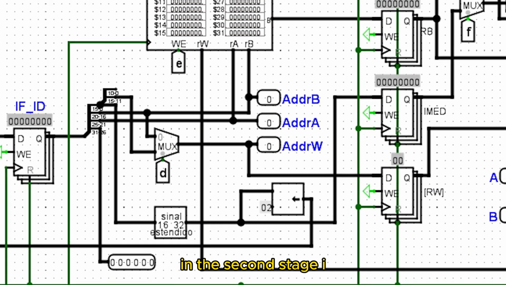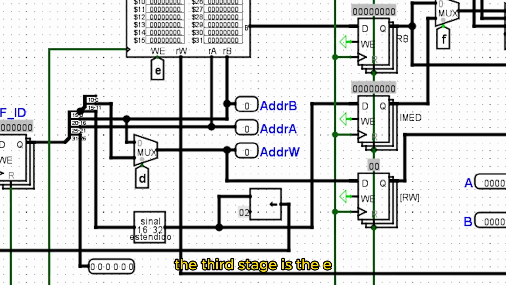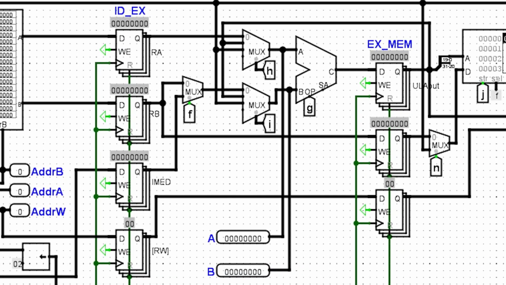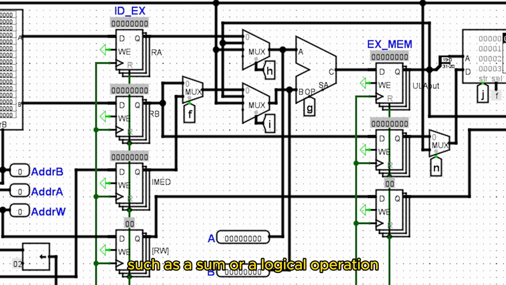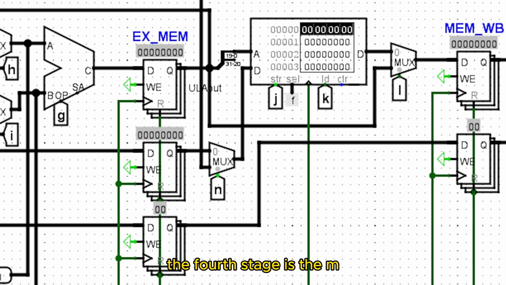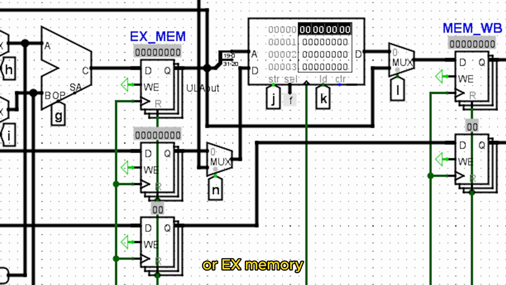In the second stage, ID, we decode the instruction. The instruction is fetched and decoded. Operands are read from registers and the operation type is identified. The third stage is the EX. At this point, the arithmetic logic unit executes the operation specified by the instruction, such as a sum or a logical operation. The fourth stage is the MEM, or memory access.